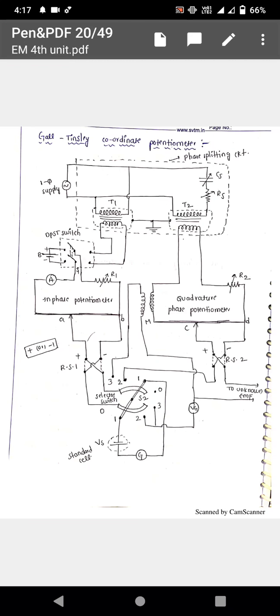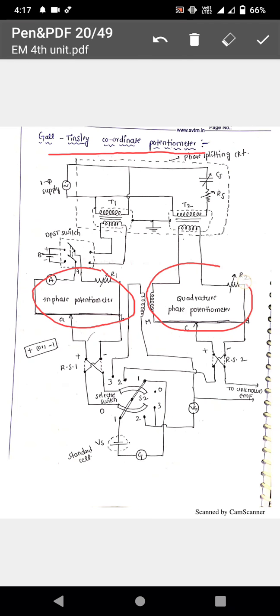It is important, either the polar or the coordinate type; any one can come in the exam. The Gall-Tinsley coordinate type potentiometer consists of two potentiometers. One is the in phase potentiometer, another one is the quadrature potentiometer. These are the two transformers, the phase splitting circuit.